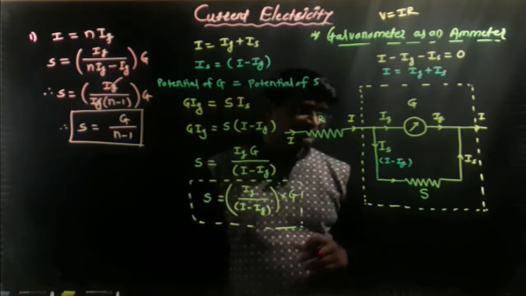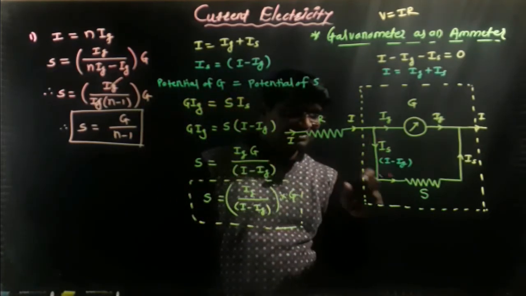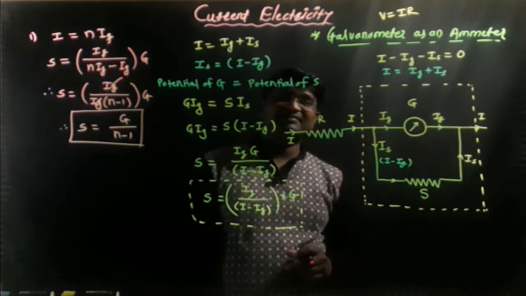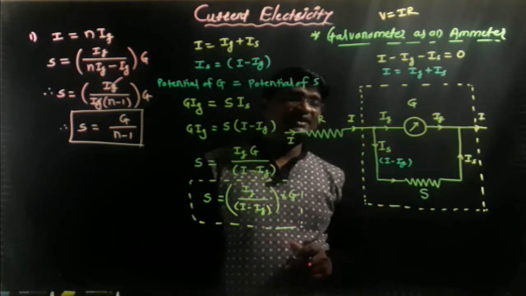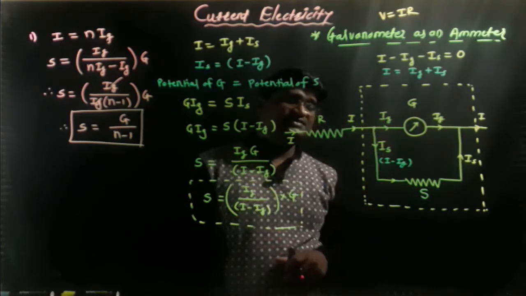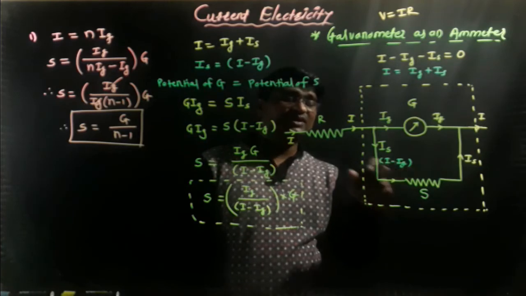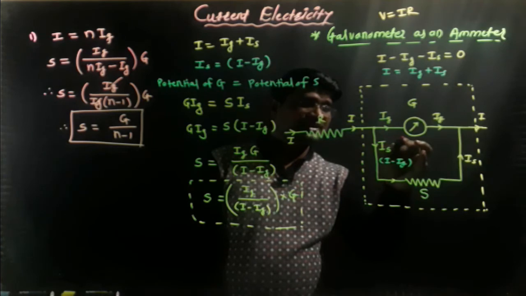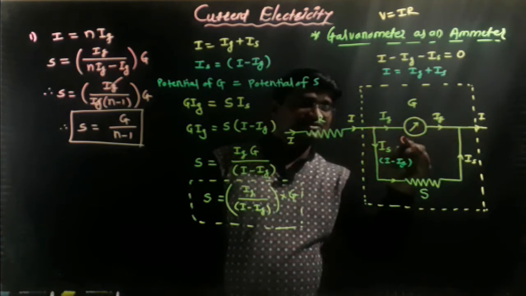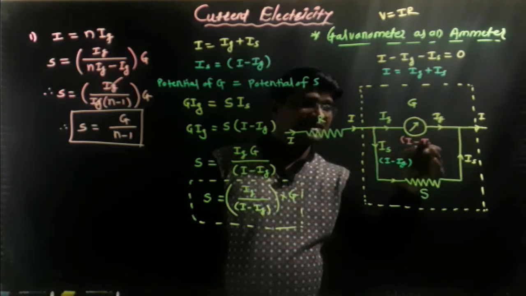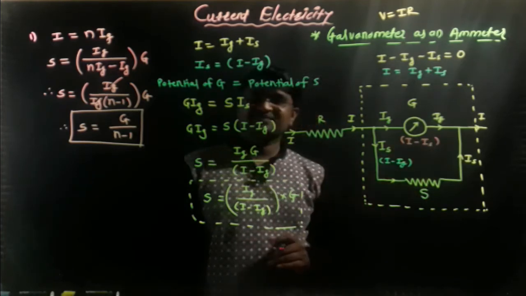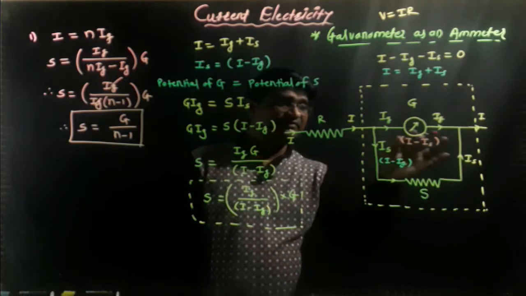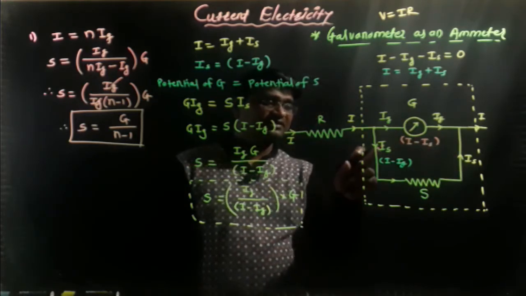So actually we know that Is is the electric current passing through the shunt resistance, and Ig is the electric current passing through the galvanometer. If Ig is the current passing through the galvanometer, what is the value of Is? Is is equal to I minus Ig. Exactly similarly, if Is is the current passing through the shunt resistance, the remaining current passes through the galvanometer, and this will be denoted by I minus Is. With the help of this we determine the value of Is.